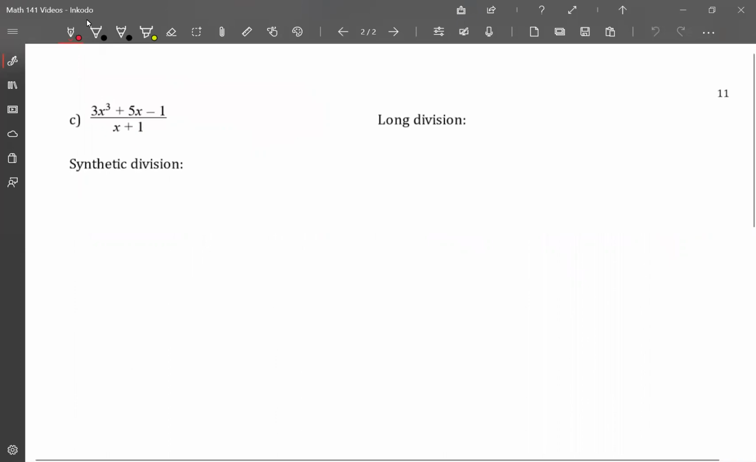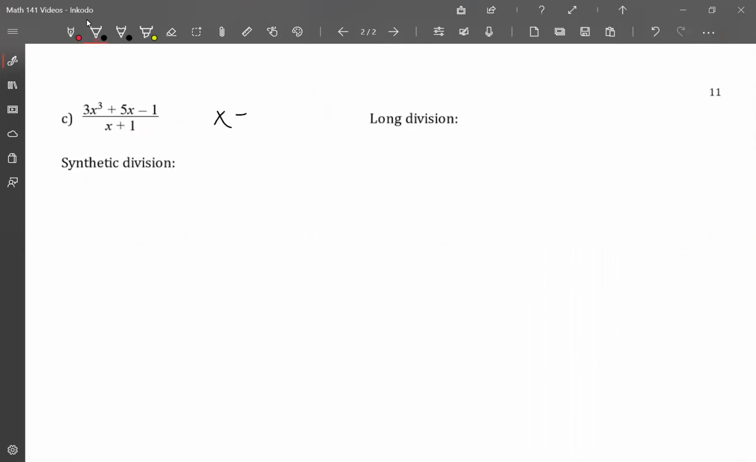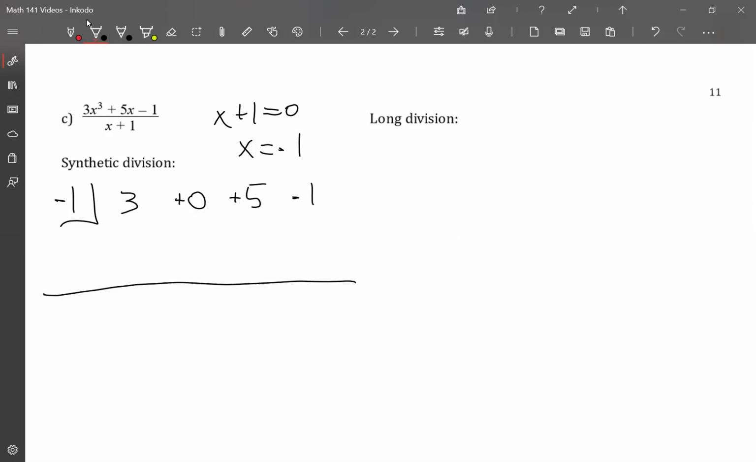This is 3x cubed plus 5x minus 1. Again, we're going to need that placeholder in this case for the x squared term. Let's start with setting x plus 1 equal to 0. Subtracting 1 from both sides and getting x equals negative 1. So in the synthetic division, we have negative 1 in the box. 3x cubed plus 0x squared plus 5x minus 1. Big line across the bottom. And we'll just run through it very quickly.